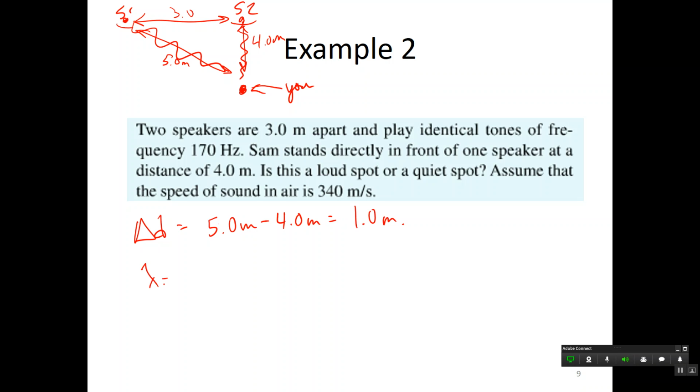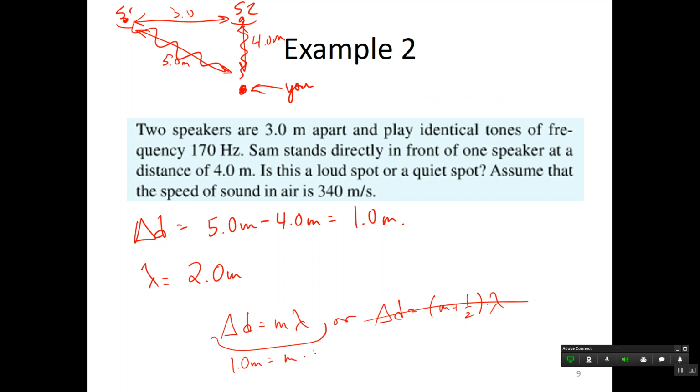What's the wavelength? Can you guys do that in your head? 2 meters. It should be 2 sig figs. The delta d is equal to either m times lambda, or delta d equal to m plus 1/2 times lambda. So we're going to try m first. If it gives us a decimal number, we just know it's the other one, so there's no point in even doing the second. Delta d is 1.0 meters, equal to m times 2.0. So m is equal to 0.5. Constructive or destructive? Destructive, so it's going to be a low point. Okay.